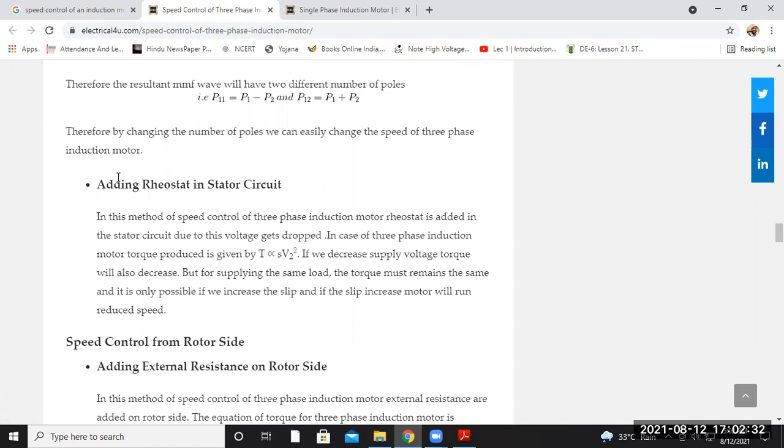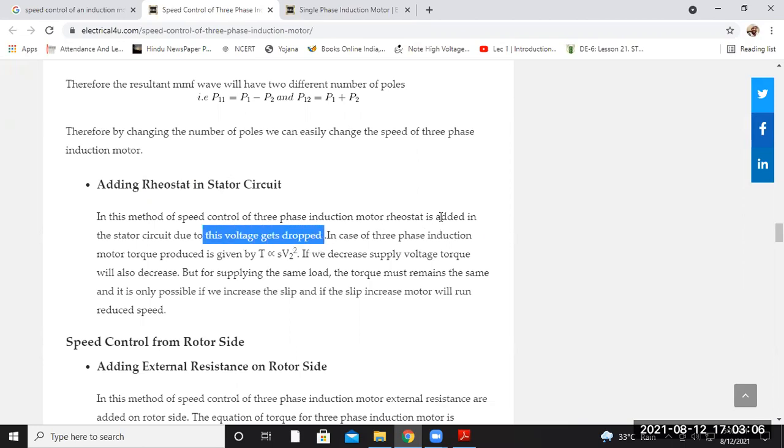Now another method is adding a rheostat in the stator circuit. Rheostat means we can vary the value of the stator resistance, that is Ra. If we can vary the resistance value in the stator part, then we can also vary the applied voltage, or you can say the speed can be controlled. According to this method, the speed control of a three-phase induction motor is done by adding resistance in the stator circuit. Due to this, the applied voltage gets dropped.